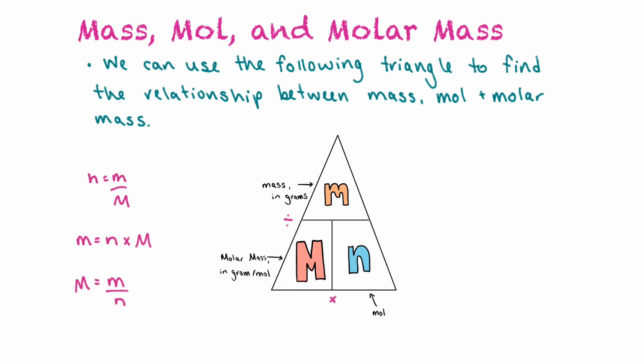Keeping this triangle helps us very quickly figure out the relationship. Now, if you're really good at rearranging formulas, then I would suggest just memorize this formula and then rearrange as needed. But if you have a hard time rearranging formulas, I recommend remembering this triangle and then using that to help you figure out how to solve for the missing value.